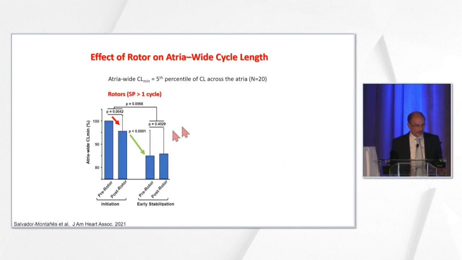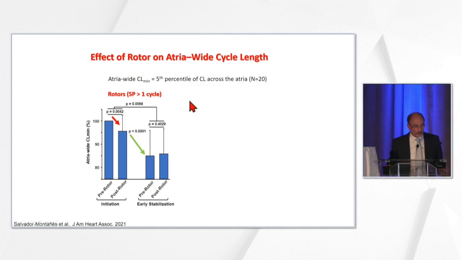Here's a summary of those results, a different summary, a different cumulative display. So we can see that during initiation, the rotors overall showed a shortening of cycle lengths before the rotor and after the rotor. This is the red arrow. And then there was a continuous acceleration from initiation to early stabilization. But once you have early stabilization, there was no difference between before the rotor and after the rotor.